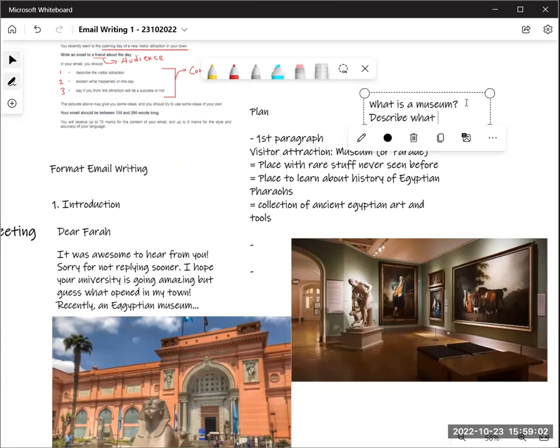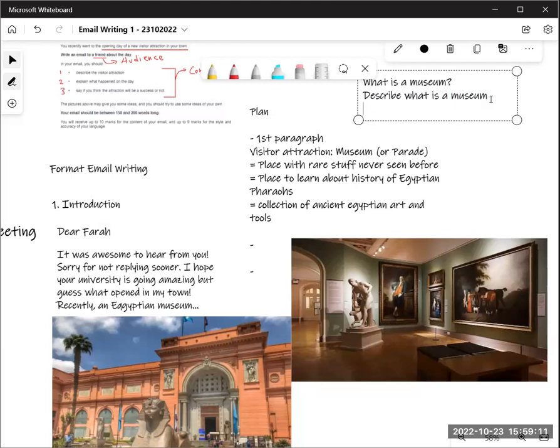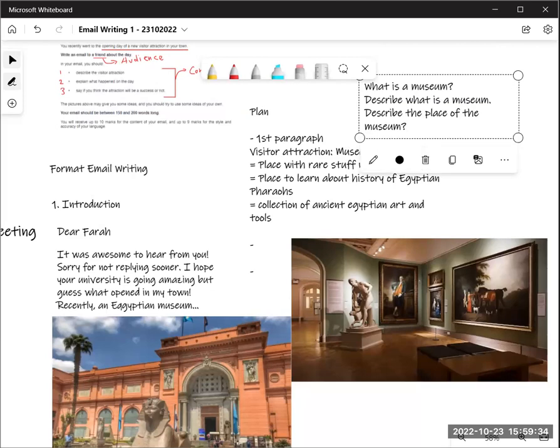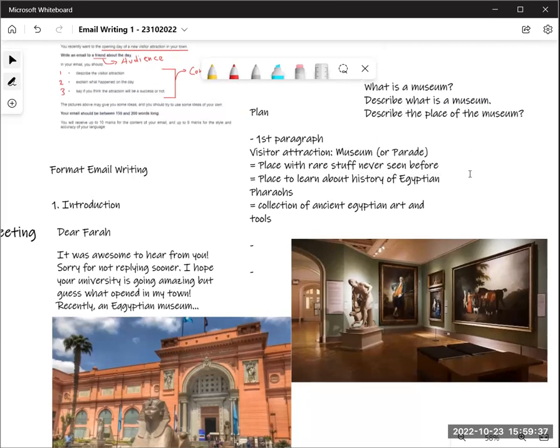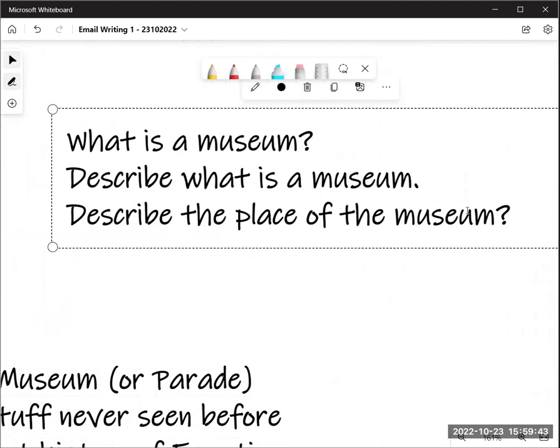So do we describe the museum in the first paragraph, and then in the second we explain what happened, and third our opinion about it? Exactly, and then you also have to conclude about it. Right now we're just writing the first paragraph. What are they asking us? Describe what is a museum, or describe the place of the museum? Which do you think the question is asking us? I want the answer in the chat. Don't say it, please.